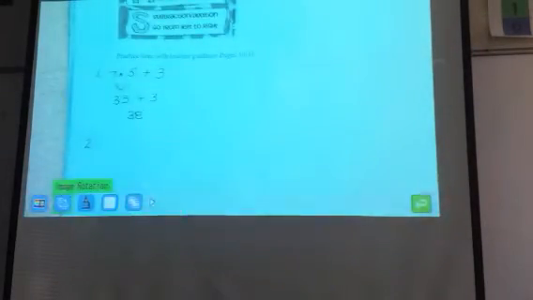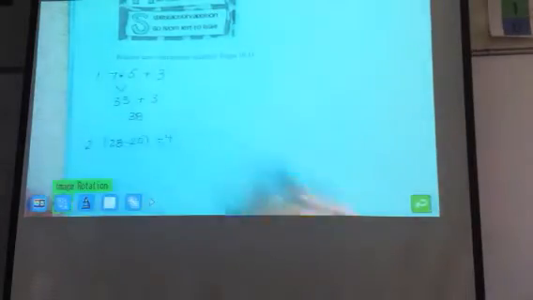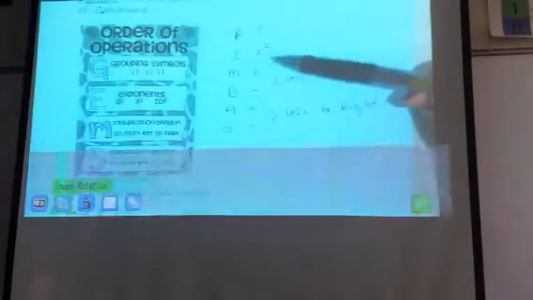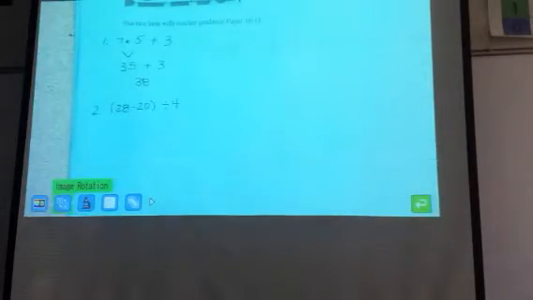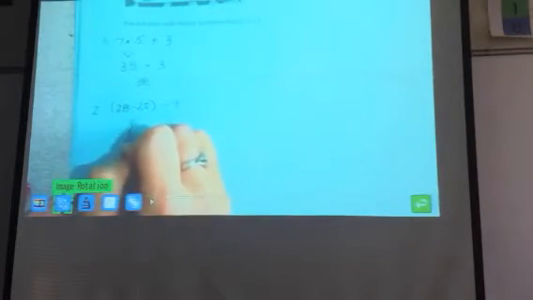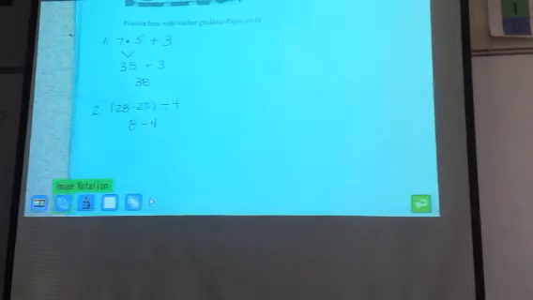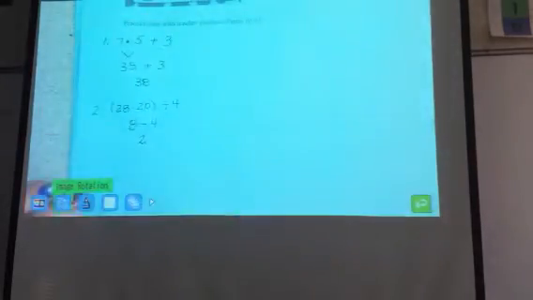Number 2, I'm going to copy the problem down. It's a parentheses, 28 minus 20, divided by 4. Now, if I go back up to my rules, I know I do parentheses, exponents, multiply or divide left to right, add, subtract left to right. So when I come down here, I see that there's parentheses. So I need to solve what is in there first. So 28 minus 20 is 8. And then I just bring down the divided by 4 because I haven't done that yet. Now, I only have one function left, so I'm going to divide. 8 divided by 4 is 2.